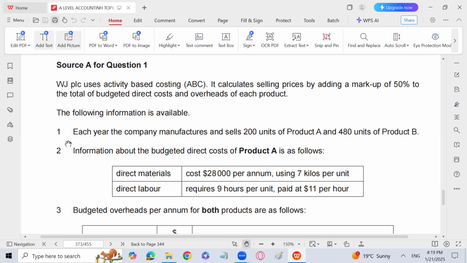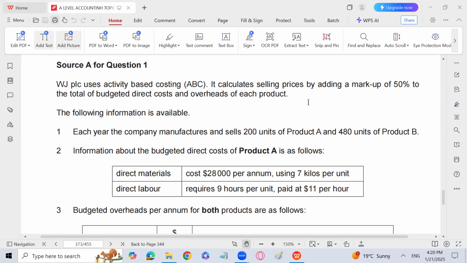Information about the budgeted direct cost of product A is as follows. Direct material cost $28,000 using 7 kilos per unit. Right? So you can easily find that 7 kilos per unit have been charged. So what is the price per kilo? Total cost is 28,000 and 7 kilos, and units are also given. So 200 units multiplied by 7, you will have the total kilos, and then you will divide 28,000 by the total kilos to find cost per kilo.